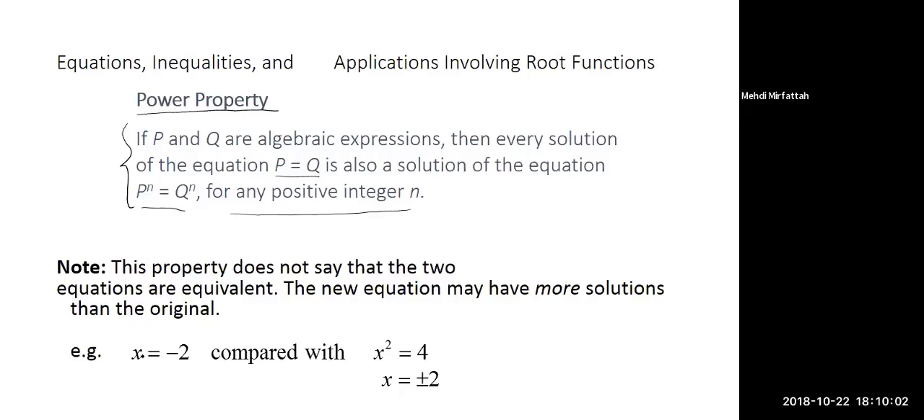Now you have to be careful with this. This doesn't say that the two equations are equivalent. The new equation may have more solutions. For example, if I have x is equal to minus 2, then x squared is equal to 4, and in this example you would get x equal to plus and minus 2. So here you get two solutions, where in the beginning we had started with one solution, minus 2. We're going to look at more examples of these now.